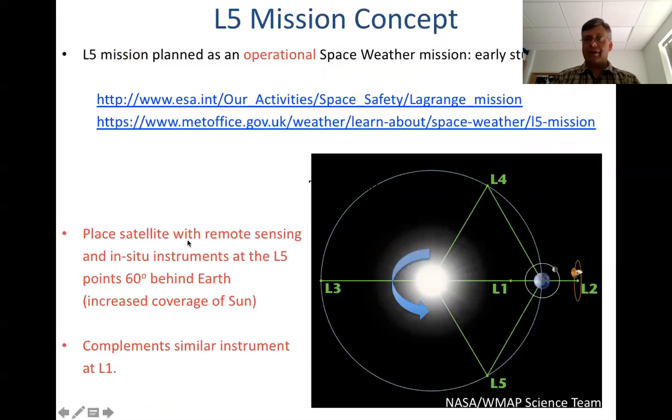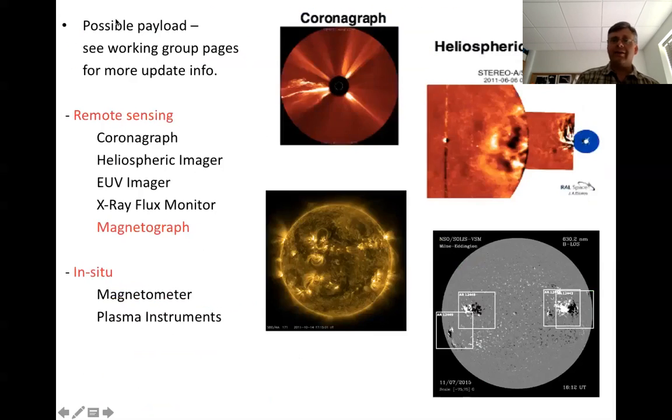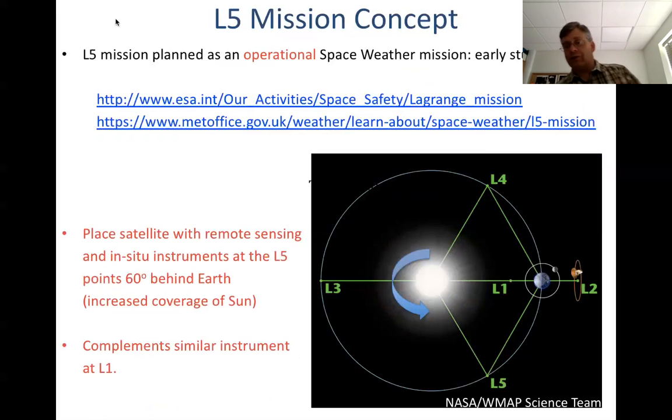So in order to give us a better understanding of space weather, it has been proposed to launch a satellite and place it at the L5 point. This satellite would be an operational space weather mission. Now, I'm not directly involved with the agencies that are currently looking into this. However, I can give you an overview of what this mission would entail. But I do recommend that you look at the relevant agencies that are doing formal studies in order to get the most up-to-date information. I've given a couple of web links there.